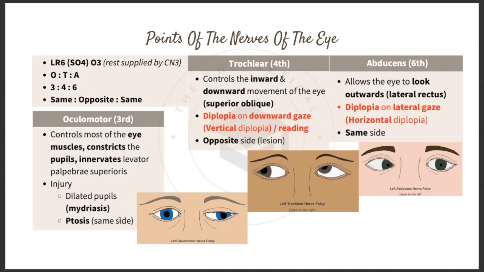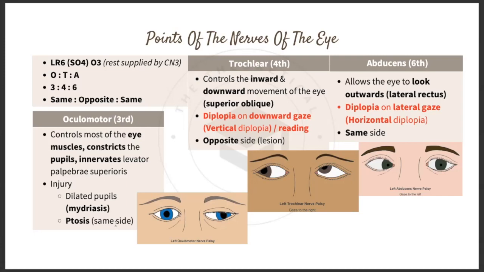So the first one, oculomotor nerve, or otherwise known as the third cranial nerve. The third cranial nerve controls most of the eye muscles. It is involved in constricting the pupils, and it innervates the levator palpebrae superioris. Injury to this oculomotor nerve would cause dilated pupils or mydriasis and ptosis.